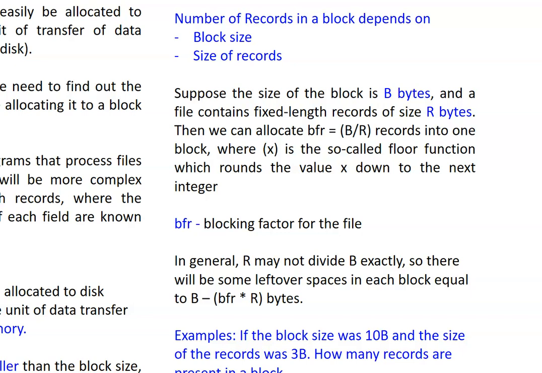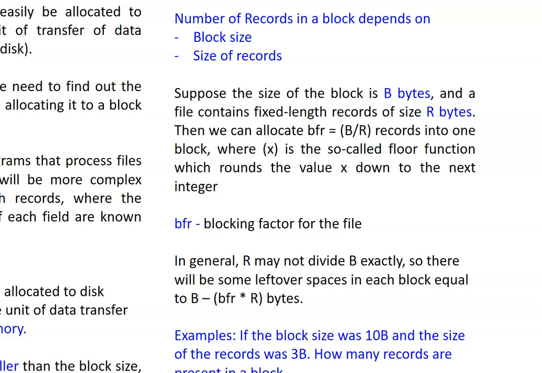The number of records that you are going to store on the block will depend on how big the block is, and it will also depend on the size of the records. If the record size is small, you will have many records on the block. If the block size is big, you will have many records on the block, and the reverse is true.